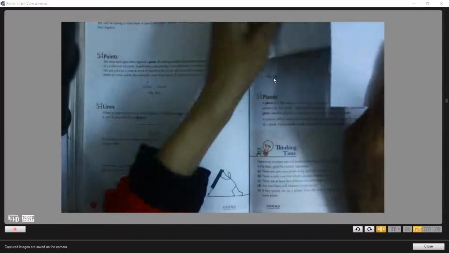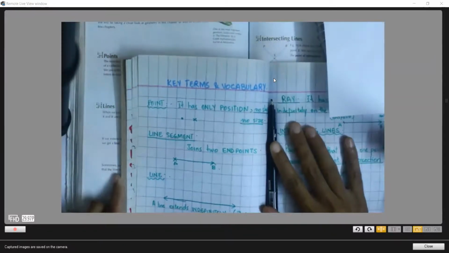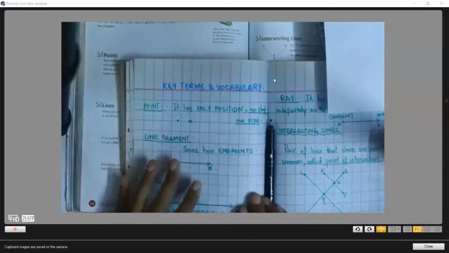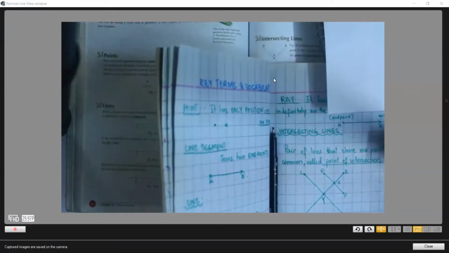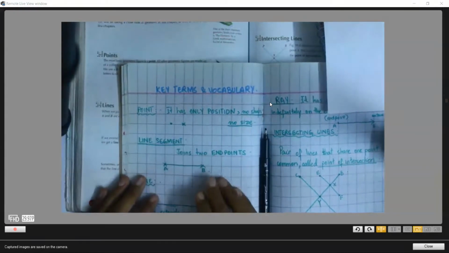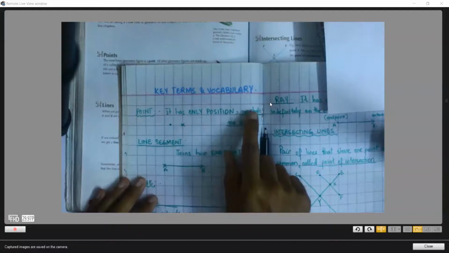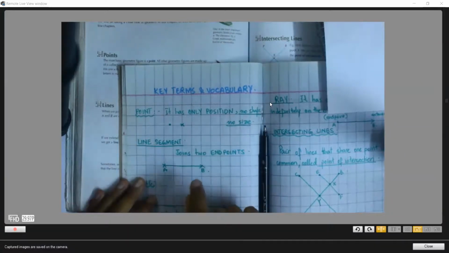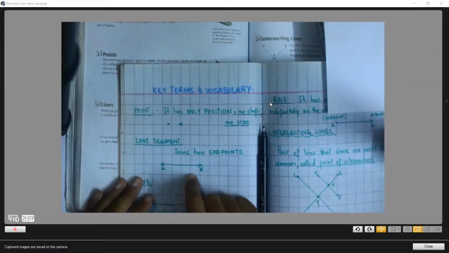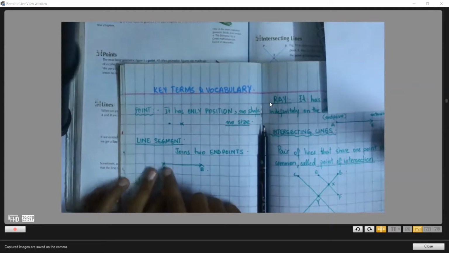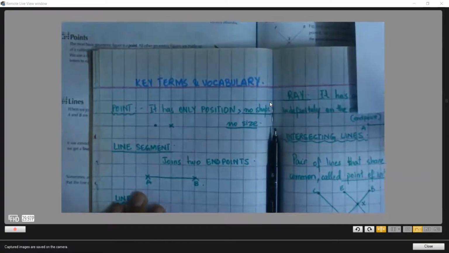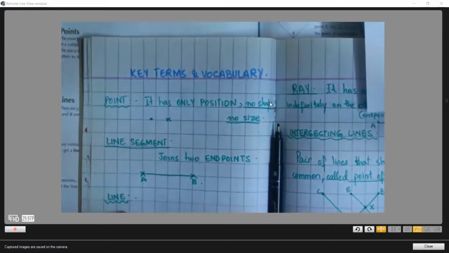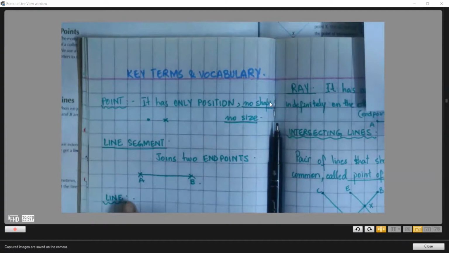We just discussed what a point was. It has only position, but you should understand that it has no shape or size. A line segment also does not have any shape or size, but it joins 2 points. For example, this is a line segment, which is joining points A and B. Now, what is a simple line?